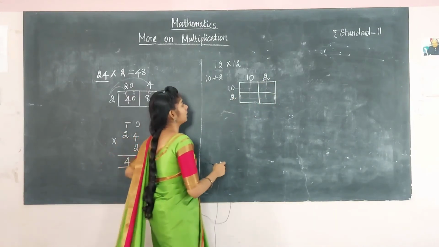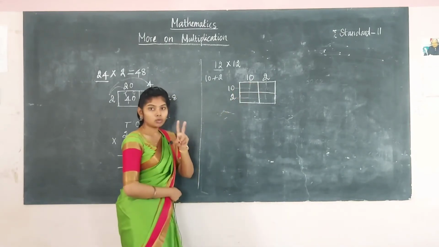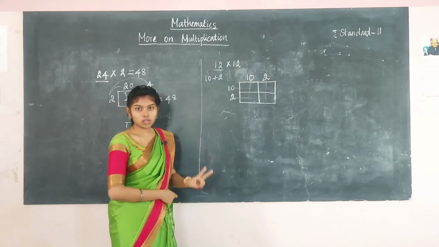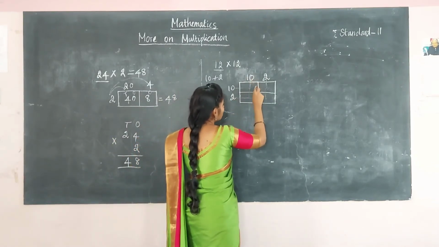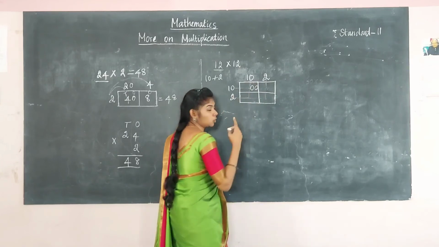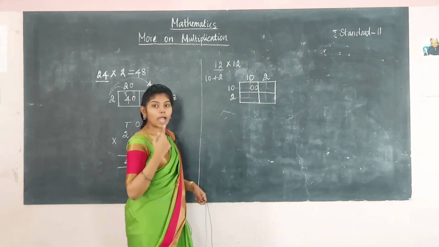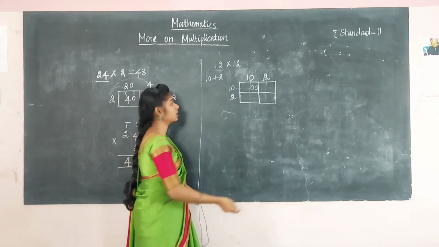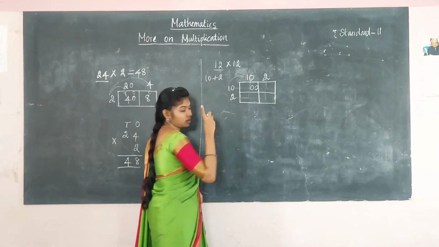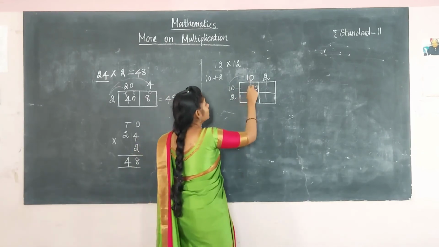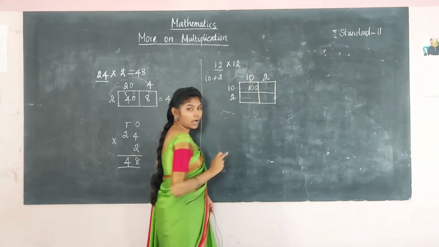So now multiply and see. Here 2 zeros are there. If there are 2 zeros, you have to write 2 zeros in the answer also. Here 1 0 is there, here 1 0 is there, so you have to write 2 zeros in the answer. And then multiply these two numbers: 1 1 is 1. So the answer here is 100. 10 into 10 is 100.